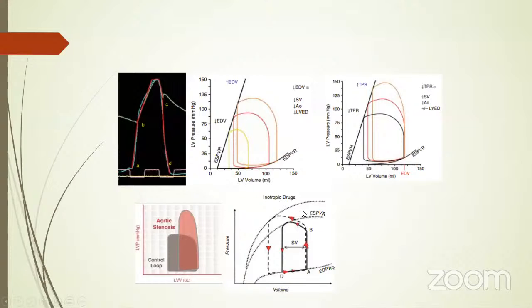In the last figure, the effect of inotropic drugs on the pressure volume loop. So inotropic drugs shift the end systolic pressure volume relation, also Emax, upward. And the inotropic drug also will increase stroke volume.